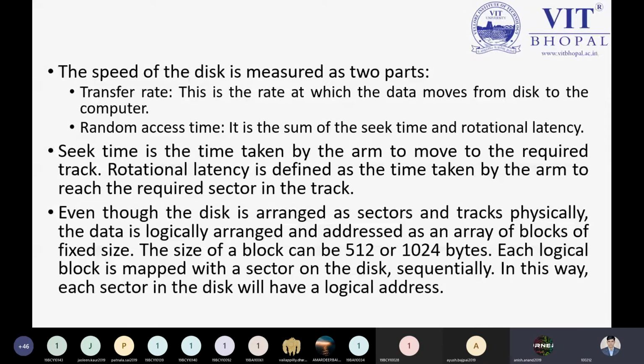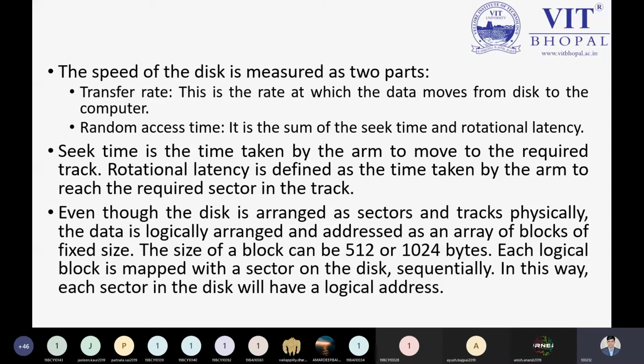Now, the speed of the disk is measured by two parts, because when performance is concerned, it is necessary to understand the parameters by which we can measure the performance of the disk. We have two important factors. Those are the transfer rate, which determines the rate of data accessibility, whether writing or reading. So the definition part you can understand.